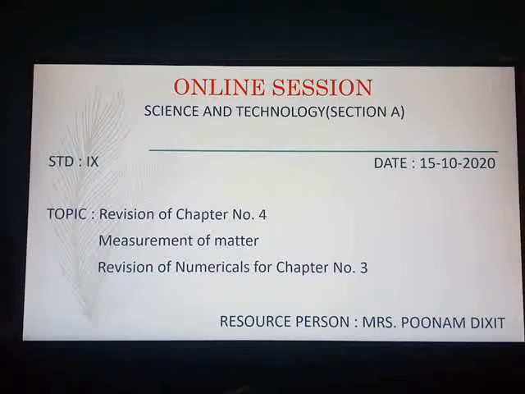As per your demand, I am going to revise the numerical examples for chapter number 3, based on resistance in series and parallel for today's session, and then we are going to continue with the revision for chapter number 4, that is measurement of matter. So let us begin with the revision session for numericals of chapter number 3.